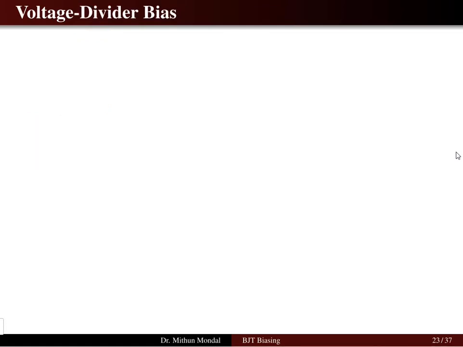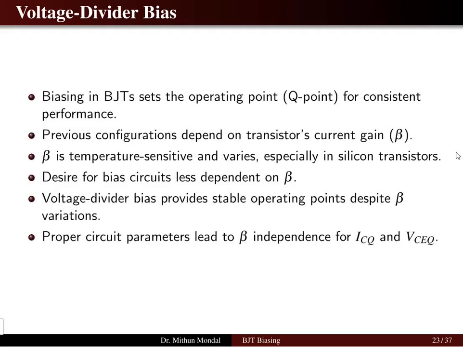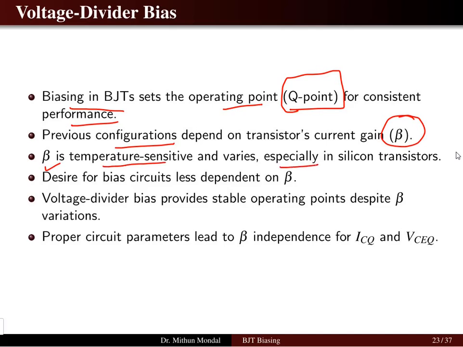The next type of biasing that we discussed is the voltage divider bias. Here we saw that when we find the Q point by biasing the BJT, it will set the operating point for consistent performance. All the previous configurations depend upon the current gain beta. Beta is a temperature sensitive parameter and varies, especially in silicon transistors. So we desire a bias circuit that is less dependent on beta, so beta fluctuation has to be avoided. Voltage divider bias provides a stable operating point despite the beta variation.